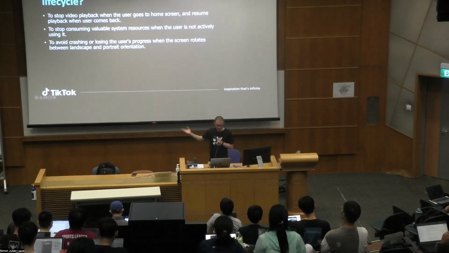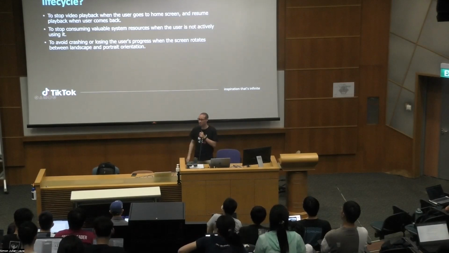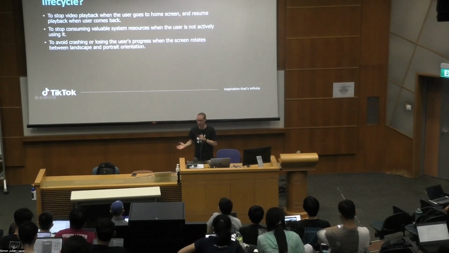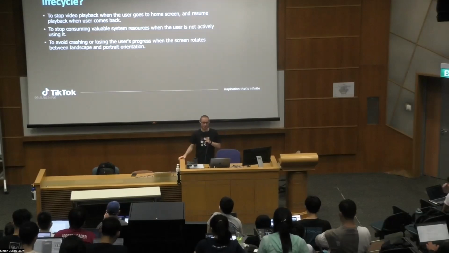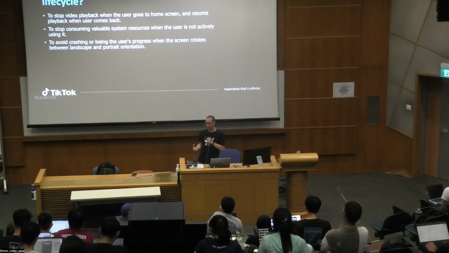So why do we need the activity life cycle? To stop some processing that we are doing when it's not necessary anymore. Like if I go to background or if I move to another activity, I can stop, or if I go back to the application, I can resume what I'm doing.